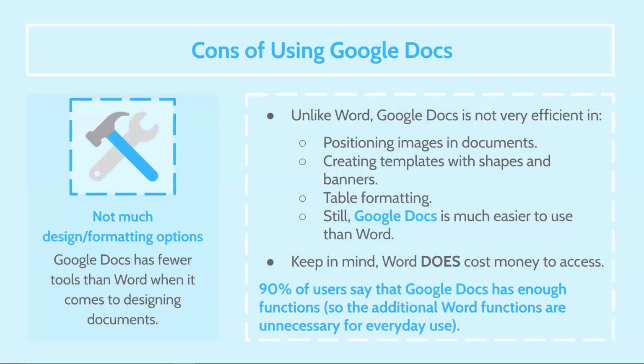The cons of using Google Docs. There are not many design formatting options in this application in comparison to the Microsoft Word application when it comes to designing things. Unlike Word, Google Docs is not very efficient in positioning images in documents. So if you have to position an image in a document, sometimes it can be a little bit tricky to do so. The templates with shapes and banners are not as big in the quantity you have to create from. And also if you use tables, to format a table is tricky as well.